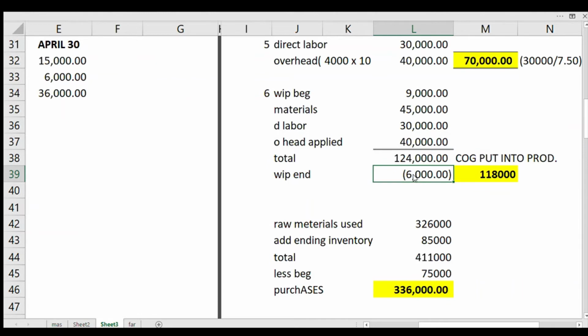Now, if we less the work in process end, we now get the cost of goods manufactured. Sorry for the abbreviation, but it is cost of goods manufactured. So we already answered number 6.